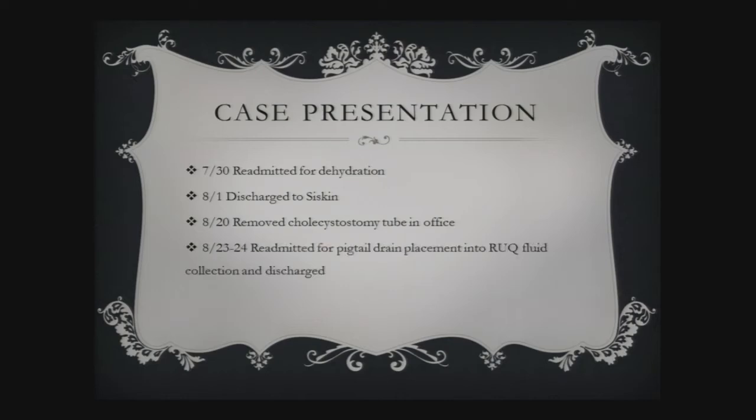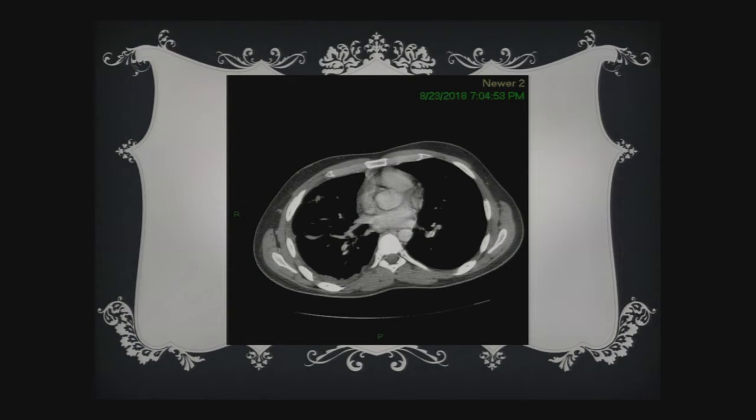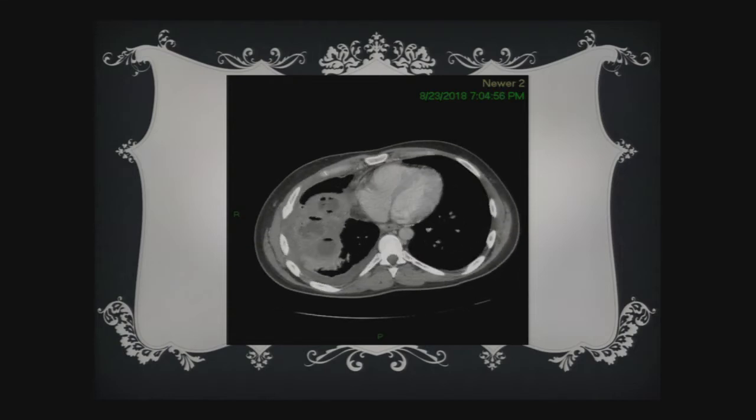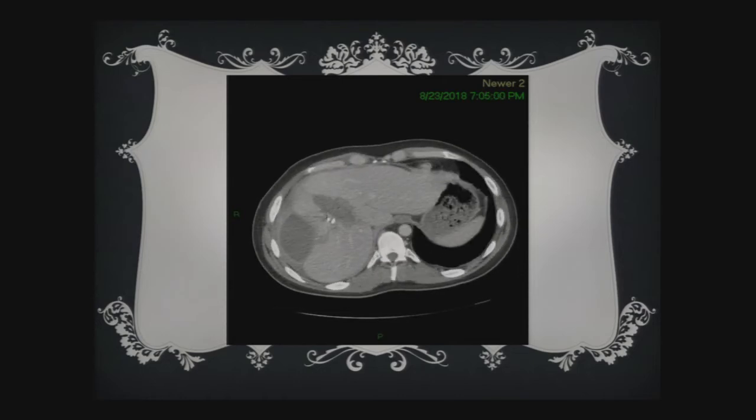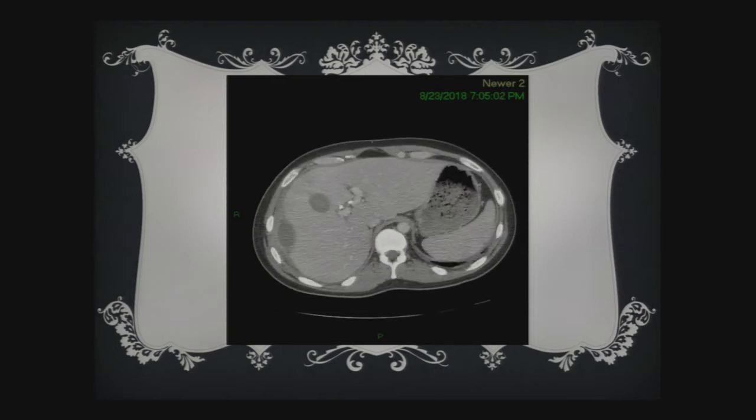So he was discharged to Siskin, and then about 6 days later he was readmitted for dehydration for 1 day, and then he was discharged back to Siskin. On the 20th, they removed the cholecystostomy tube in office, and then on the 23rd he was readmitted for a pigtail drain placement into the fluid collection and discharged at that time. This was that scan. You can still see some more loculated pockets now on here, the drain and the stents you can see as well.